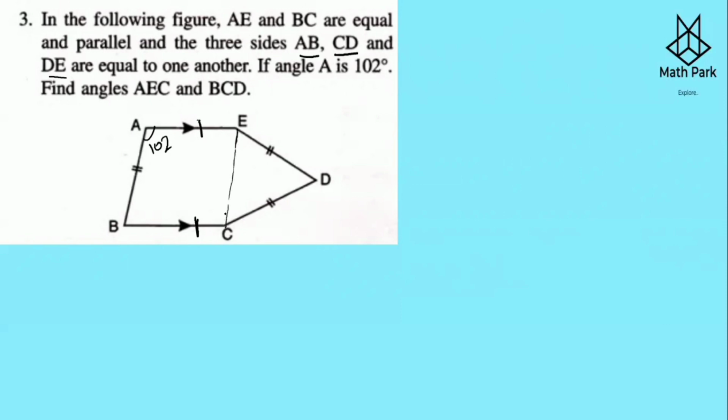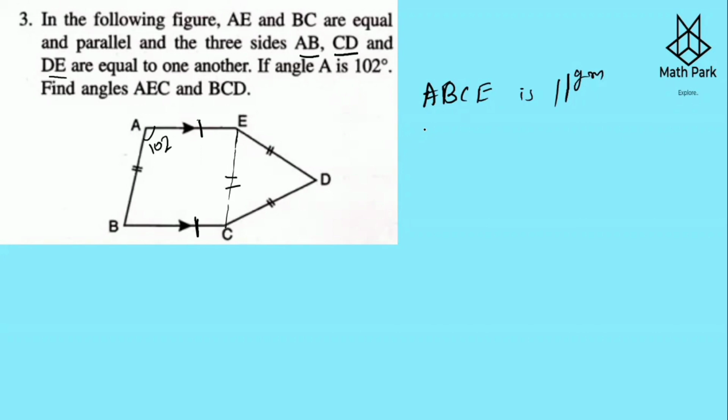CE. Now we know that AE is equal to BC, and since we have joined EC, this is a line parallel to AB. So we get ABCE is a parallelogram. If it is a parallelogram, then we have opposite sides equal. So AE and BC are already equal, and then we get AB is equal to CE. We get opposite sides equal.